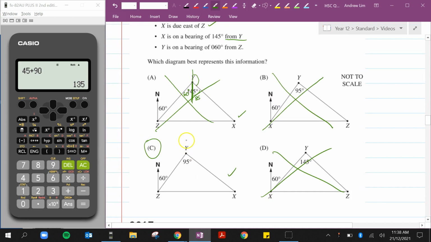Let's just double check. This one here is 60, because this one's 60, so that. This one here has to be 35 degrees. And therefore, this one has to be 145 degrees. Because 145 plus 35 is 180. So the bearing of X from Y is 145. That one works. And Y is on a bearing of 60 degrees from Z. So from Z, yep, that is correct. So the answer is C.